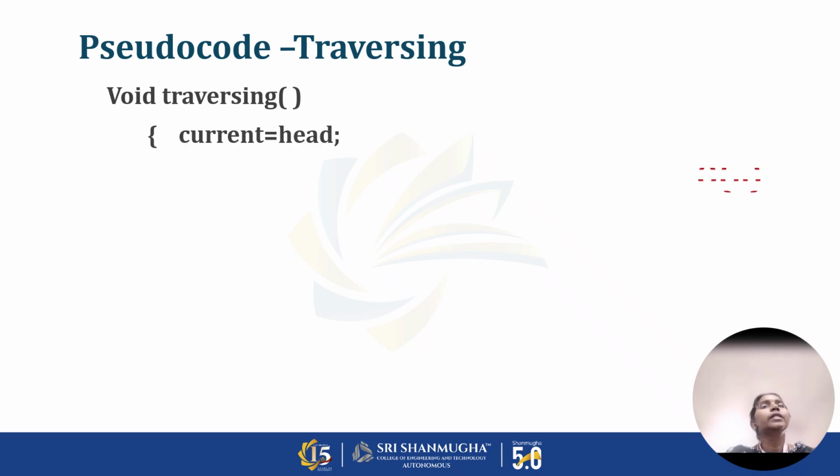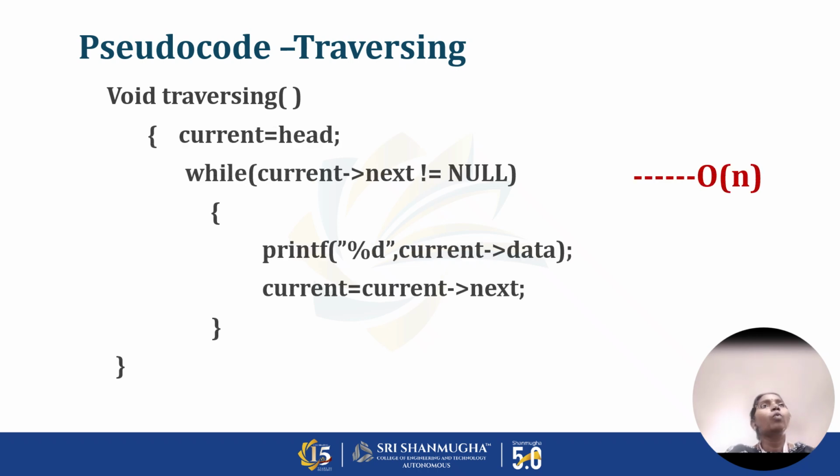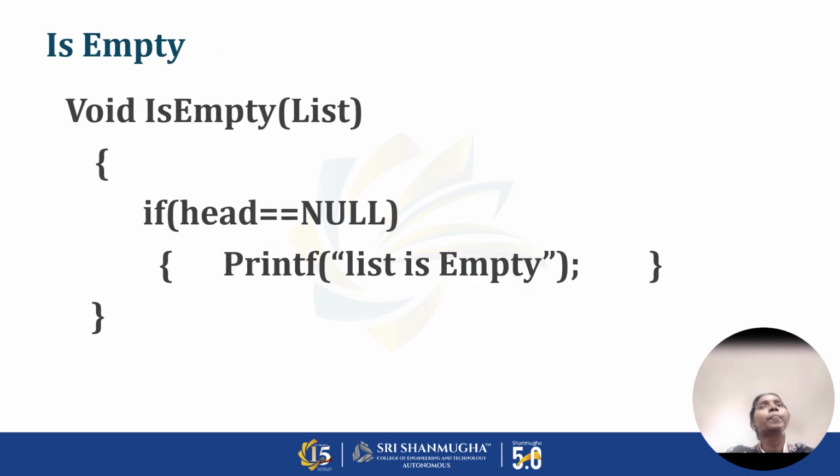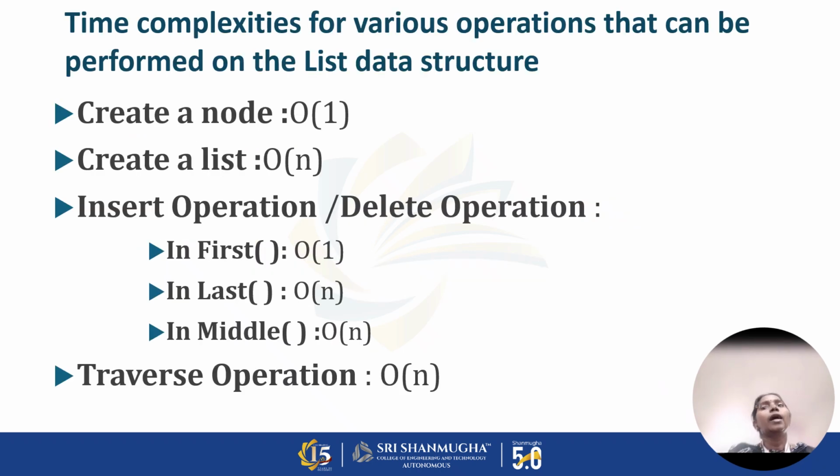So while traversing, current is equal to head. While current is not equal to null, O of n, print the current's data, current is equal to current's next. And void is empty. That means if head is equal to null, double equal to null, printf the list is empty. And O of n. And this is the last.